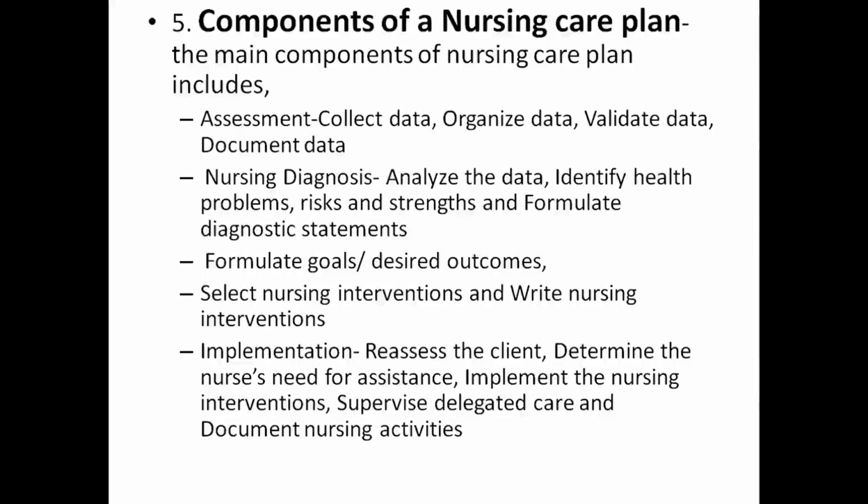Components of a nursing care plan. The main components of a nursing care plan include assessment, that is collecting data, organizing data, validating data, documenting data; nursing diagnosis, analyze data, identify health problems, risks and strengths, and formulate diagnostic statements; planning, formulate goals and desired outcomes, select nursing interventions, write nursing interventions.